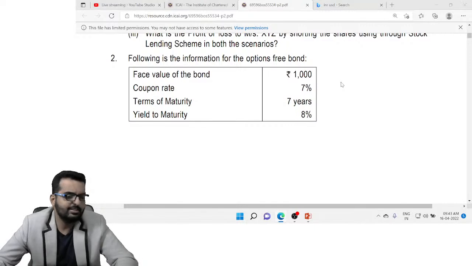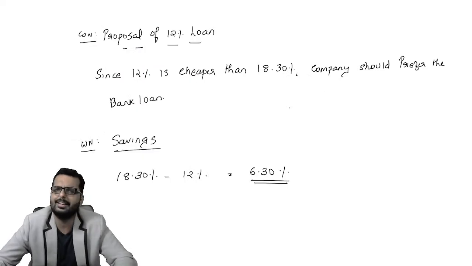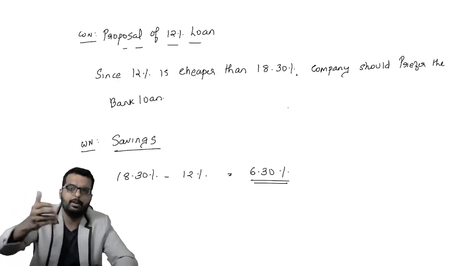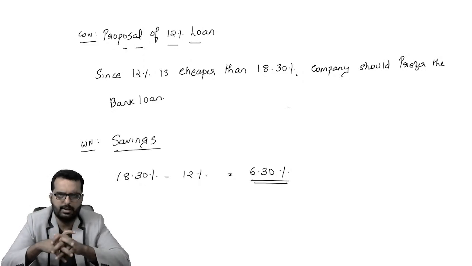Yes, Suraj, 18.3 is investors' expectation also. And that is ideally the payment that the company has to pay in order to maintain that GDR. Am I right?